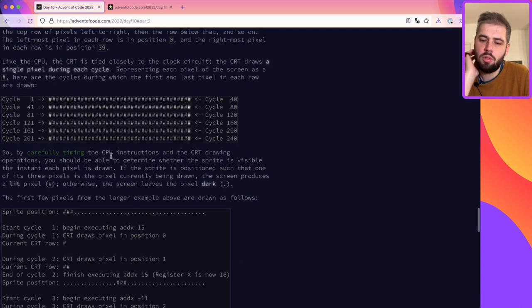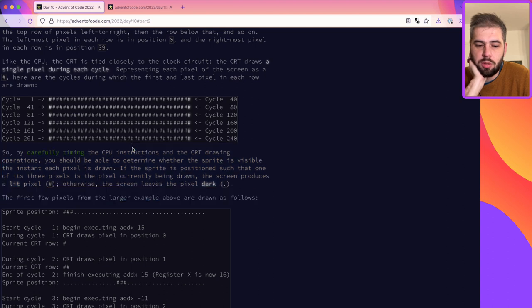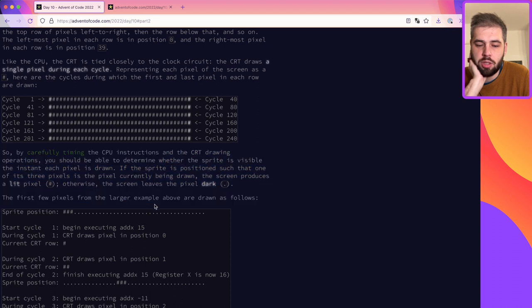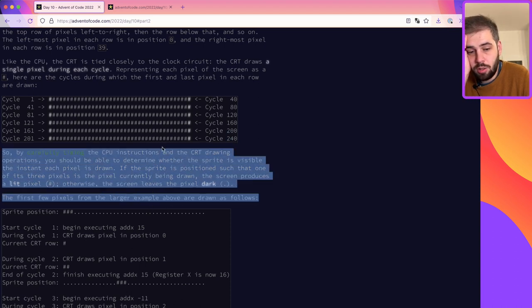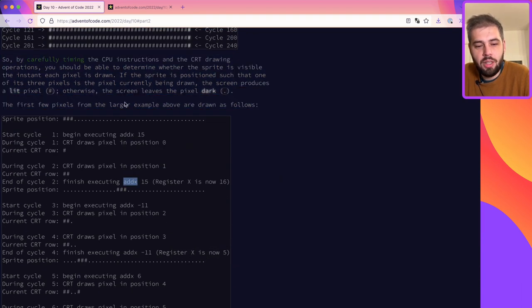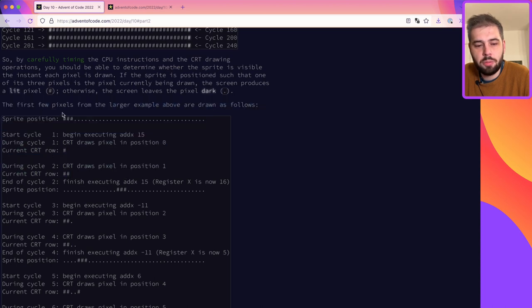So because of the timing of CPU instructions and the CRT drawing operations, you should be able to determine whether the sprite is visible the instant each pixel is drawn. If the sprite is positioned such that one of its 3 pixels is the pixel currently being drawn, the screen produces a lit pixel, otherwise the screen leaves the pixel dark. Okay, so this is the first 3 pixels from the larger example above, drawn as follows. Sprite position.